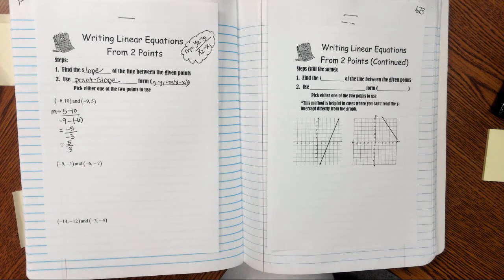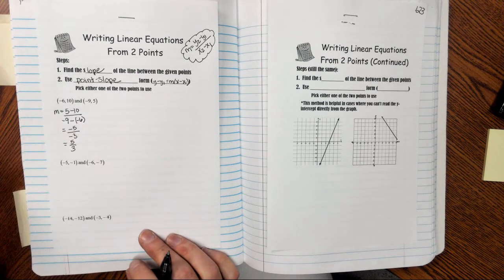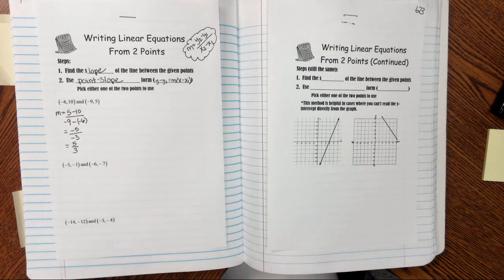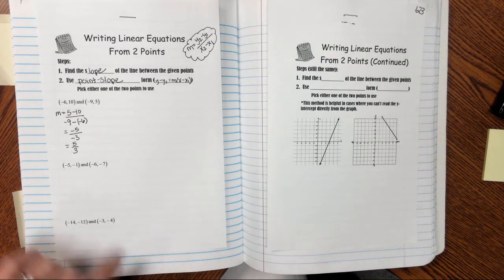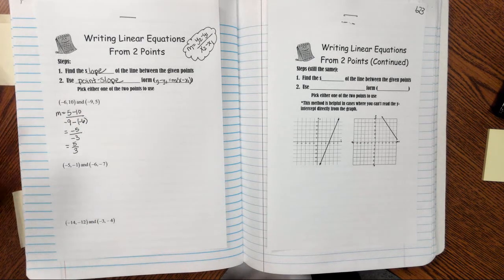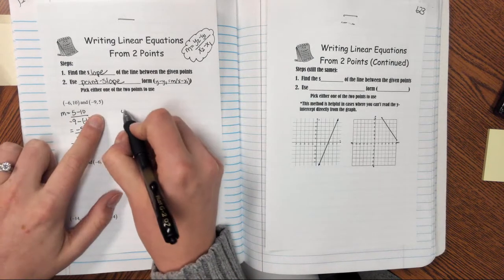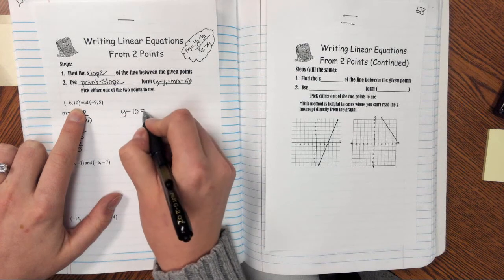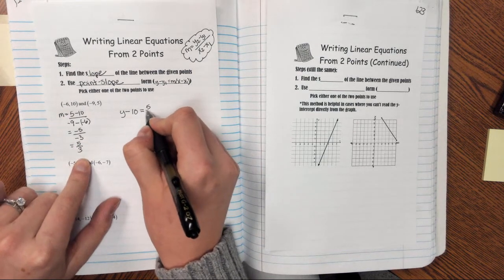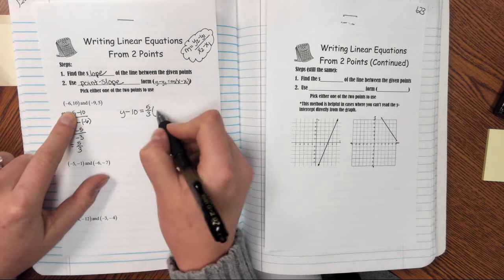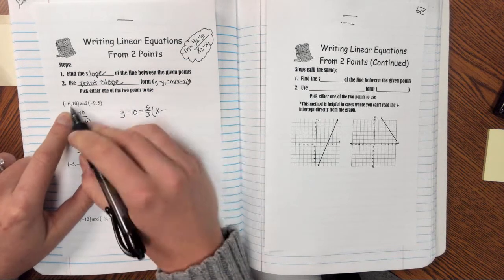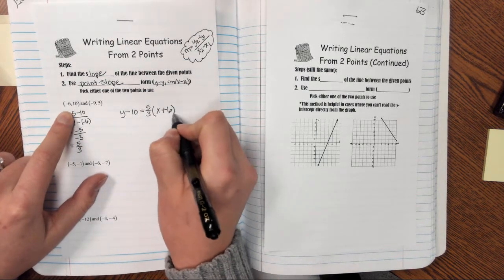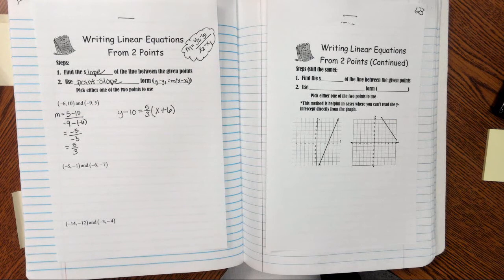Then I'm going to use point slope form. Doesn't matter which point I pick. I tend to pick the first one unless there's a point that has some zeros in it, and that will make life a little bit easier. But in this case, neither of the points have zeros, so I'm going with the first one. So I have y minus y1, which is 10, is equal to m, which is 5/3, times x minus negative 6, so that becomes x plus 6. That's your point slope form.